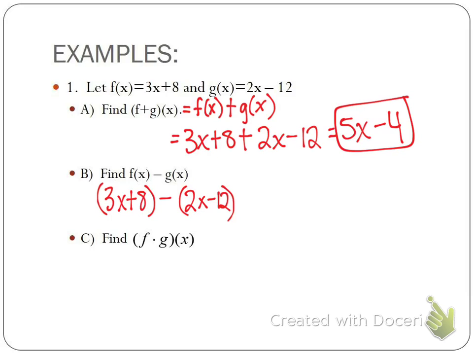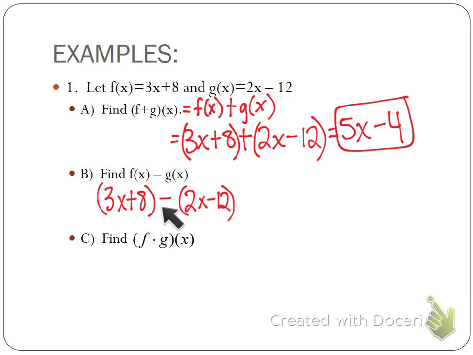2x minus 12. Now, on the first problem, I didn't use the parentheses because it was addition. We could have used them, but it wouldn't have changed anything that we did. Why do you think I put the parentheses on the second one? Lanaya? Because it would have seemed like you were just trying to do 8 minus 2. I think you're on the right track.